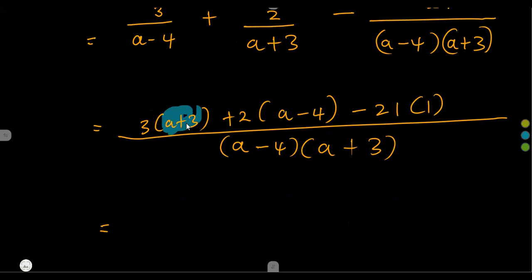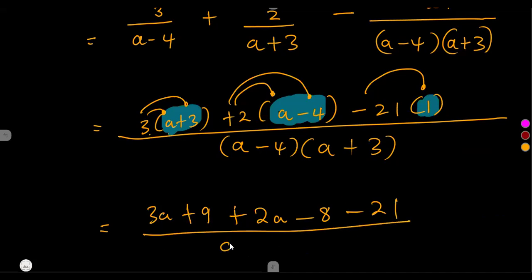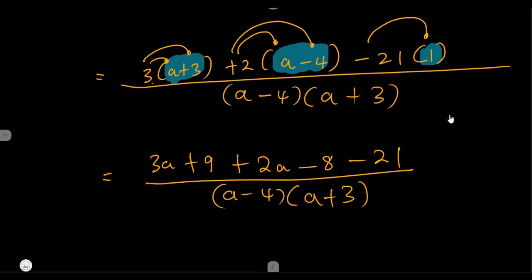Let us simplify here. Okay, it's just a 1. Not a problem. Let's expand. So that's 3 times A. What are we going to have? 3A. 3 times 3, which is +9. +2 times A, that's +2A. Positive 2 and negative 4, that's a negative 8. Negative 21 times 1, that's negative 21. Everything over the denominator as it is. You maintain it throughout.